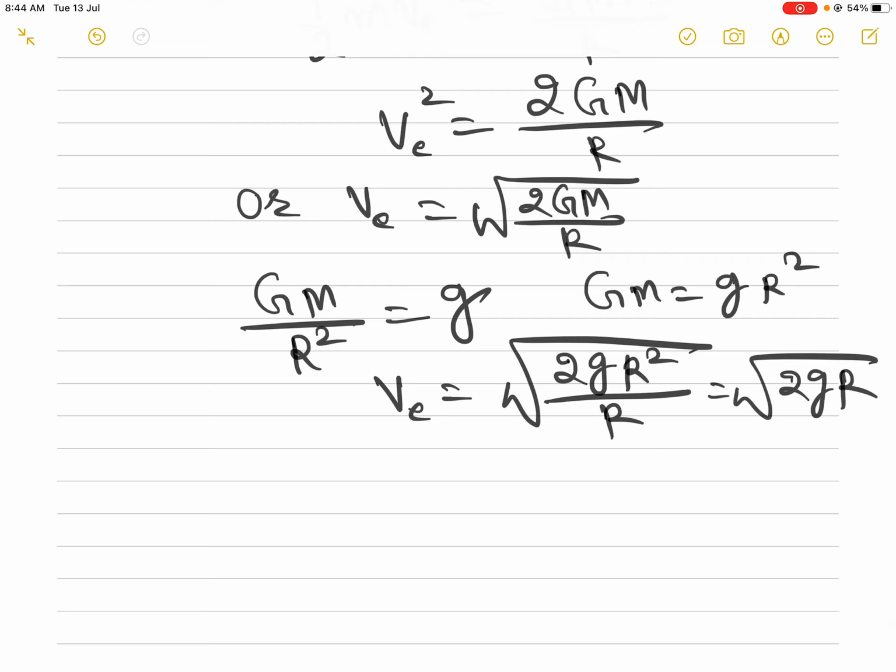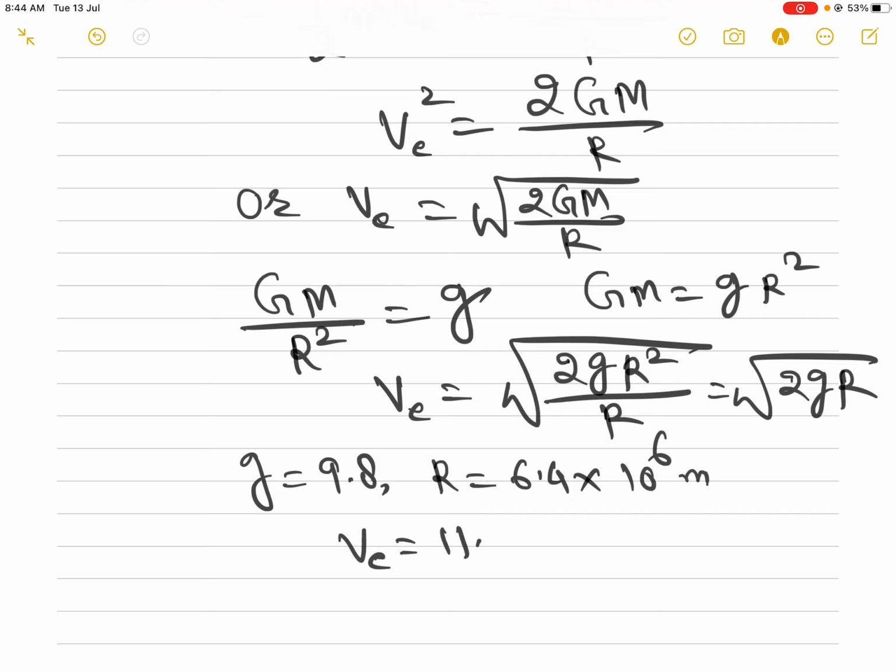So, if we put the values, g is equal to 9.8 and r is equal to 6.4 into 10 to the power 6 meter, then V E will be 11.2 kilometer per second.